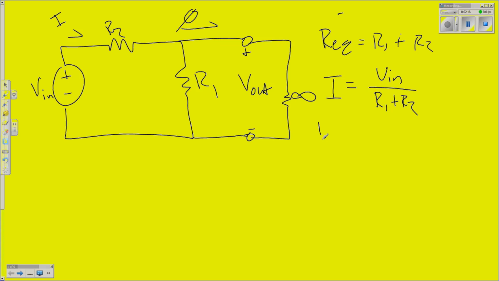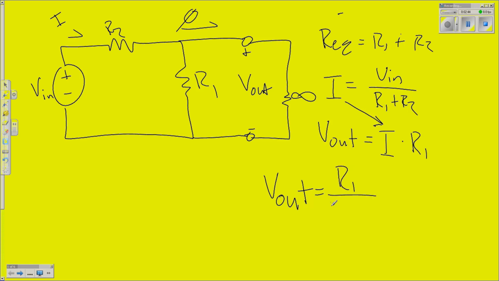And V out is just that current, since we know none of it's going to flow into the infinite resistor branch there. My V out is just going to be I times R1. Now all I got to do is sub that in. I get this nice equation. V out equals R1 divided by R1 plus R2, times V in.